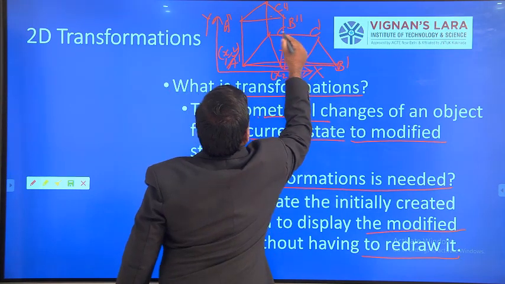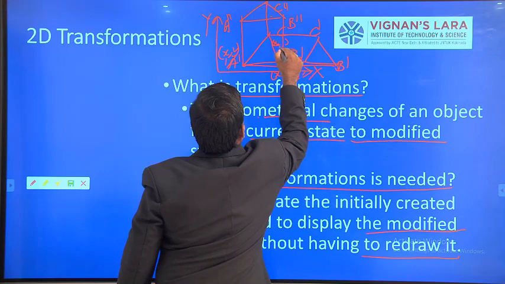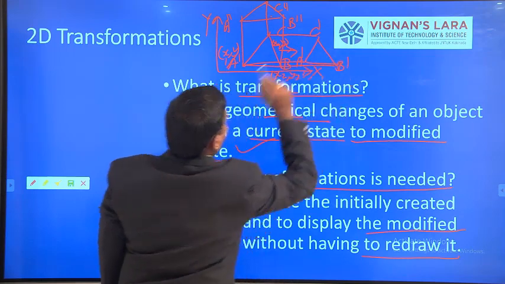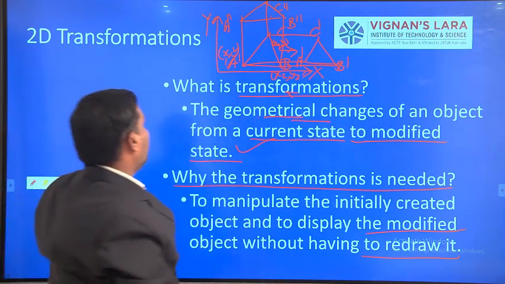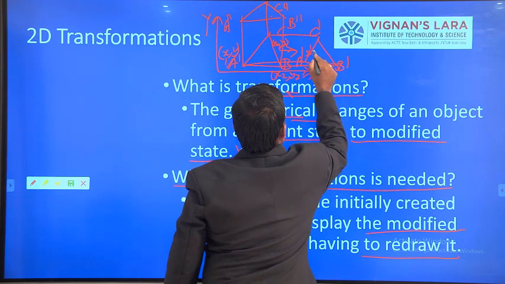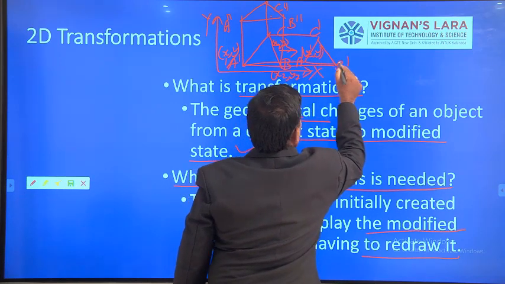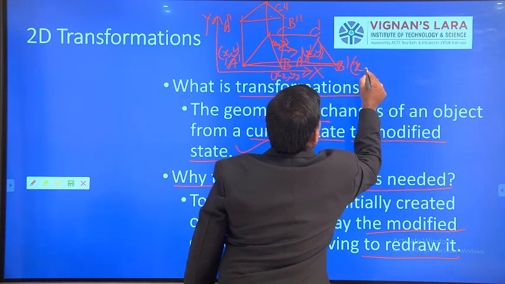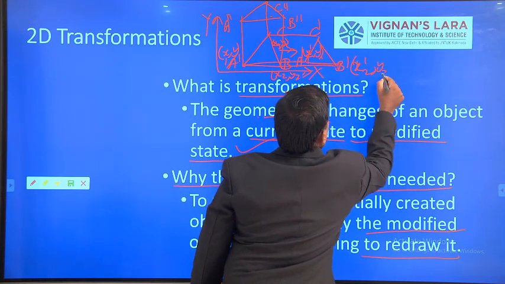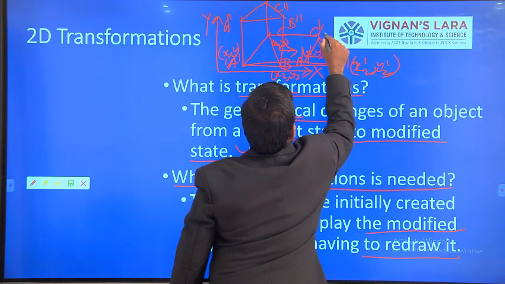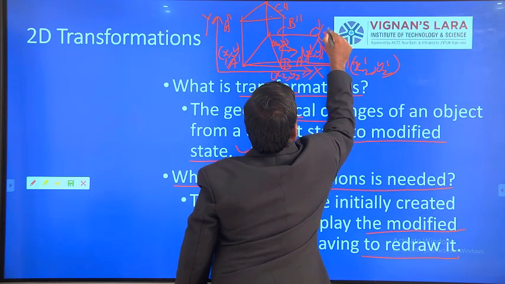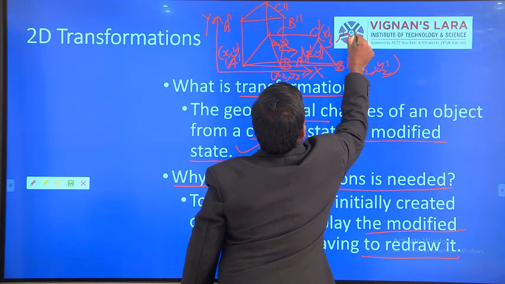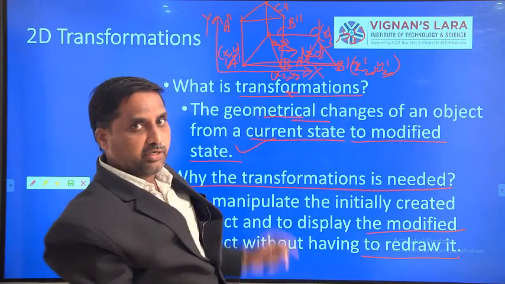Next one is x3, y3. So what are the coordinates of A dash? A dash coordinates are x1 dash, y1 dash. And what are the coordinates of B dash? x2 dash, y2 dash. What are the coordinates of C dash? x3 dash, comma, y3 dash, like that. Similarly for double dash also.